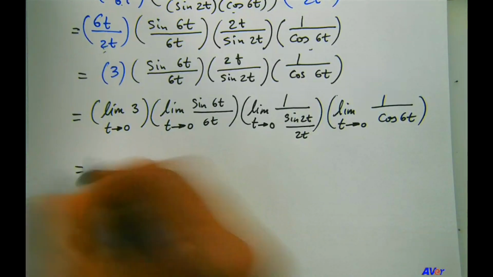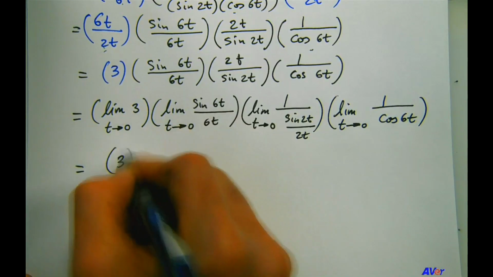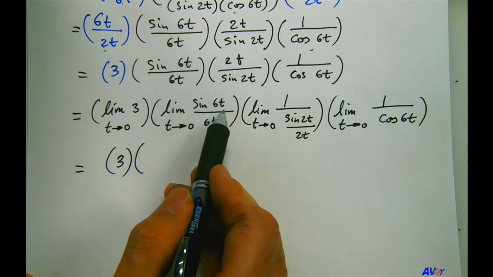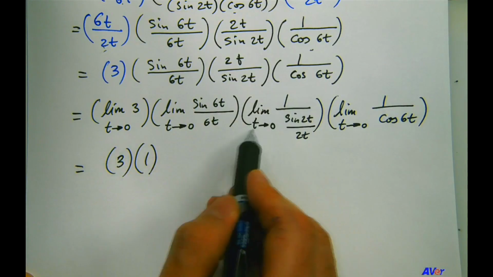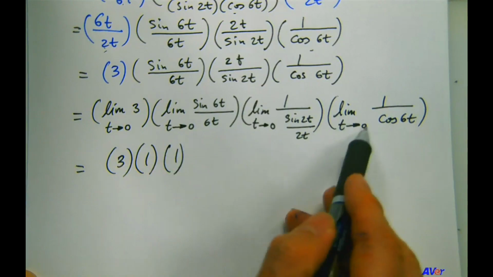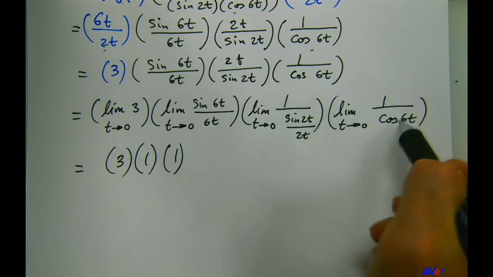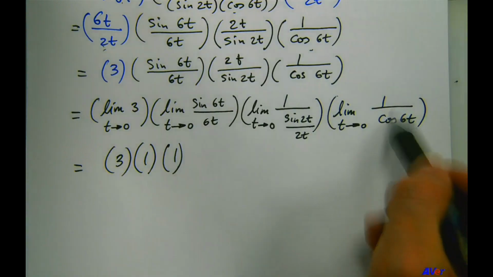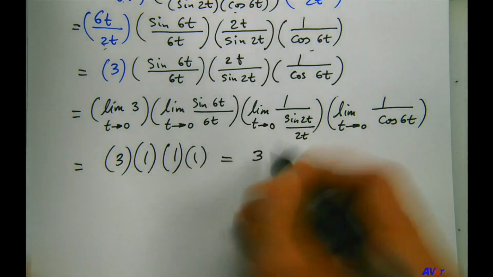Let's see what we have. Applying the properties we've learned so far, this would be simply 3. What about this one? The limit of sine of 6t divided by 6t as t goes to 0 is equal to 1. The limit of 1 over cosine of 0, do you remember from trigonometry what it was? Cosine of 0 is equal to 1, while cosine of pi is equal to -1. We don't need any identity for this one. This is just 1. So we end up with 3.